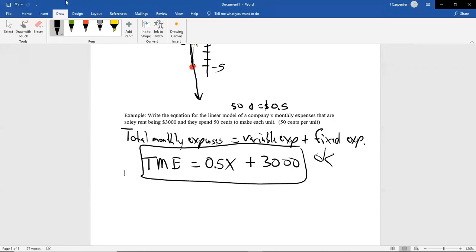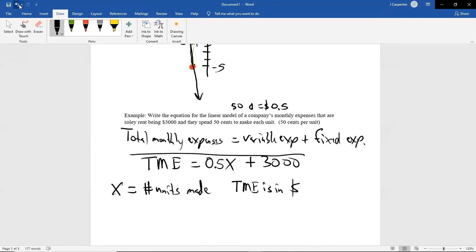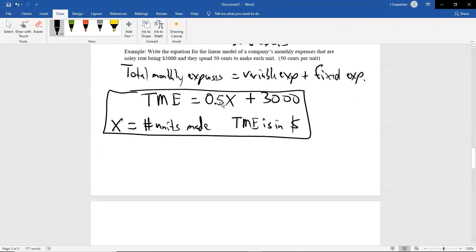And I could say that this is okay. It's okay, but it's not great in quantitative reasoning sense, because I have not declared what this variable is. I have not said specifically what the total monthly expenses are in as a unit. So I need to say that X is the number of units made or produced, and then the total monthly expenses is in dollars. Now what we have here is a perfect standard linear model. I could even graph this. I didn't ask for the graph, but I'm going to graph it.